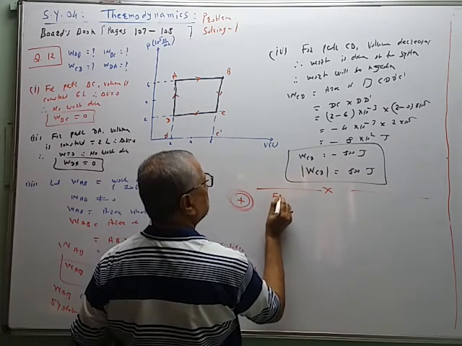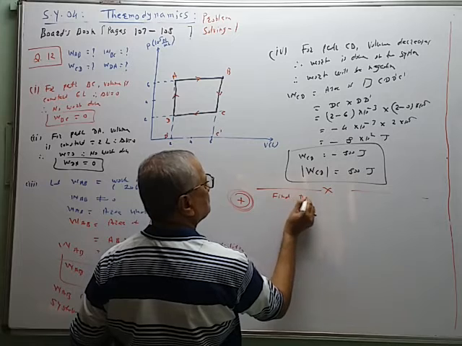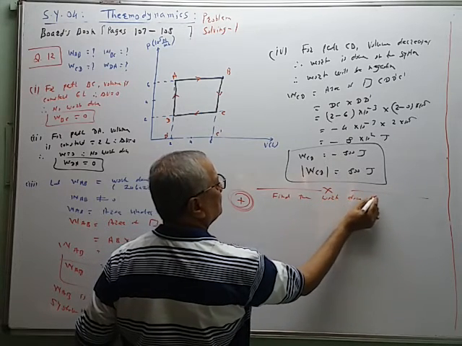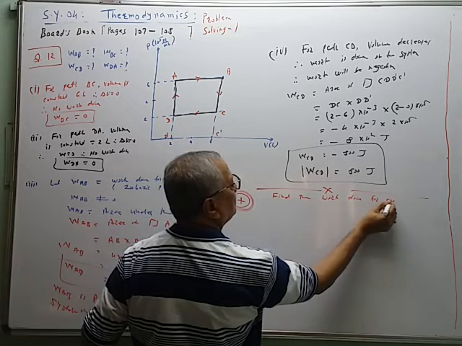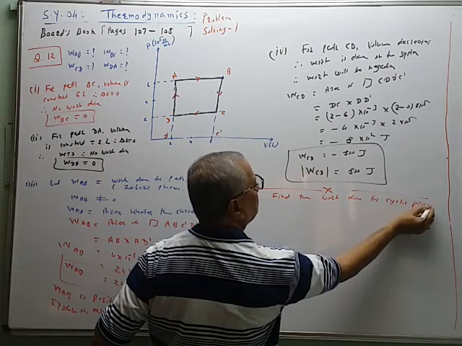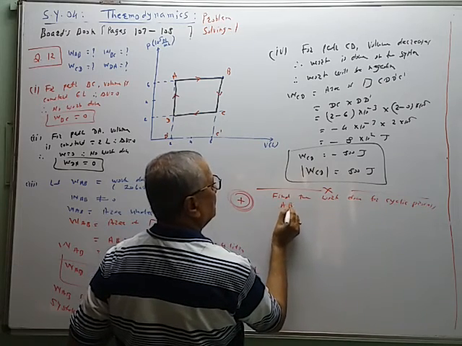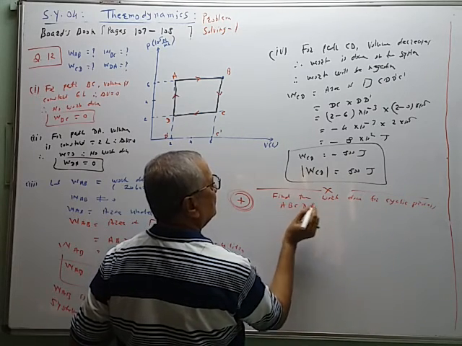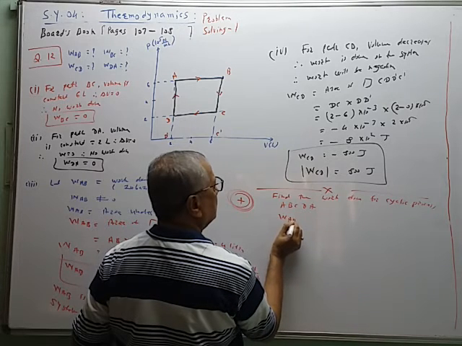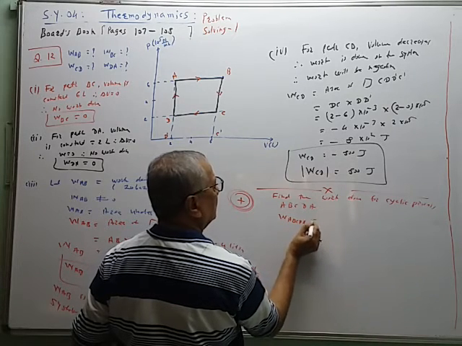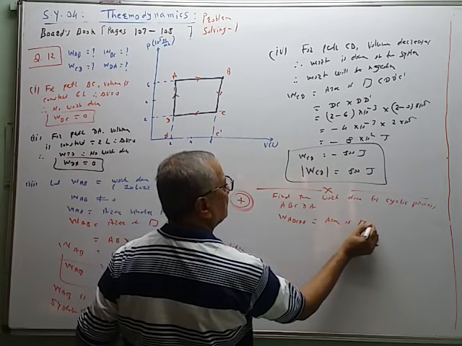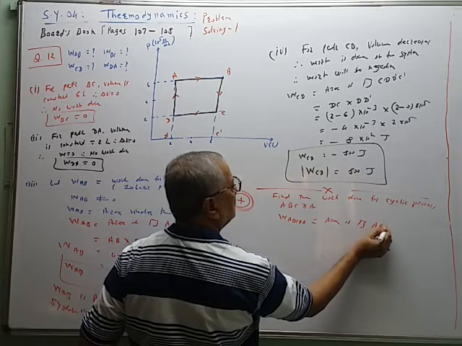Find the work done for the cyclic process A, B, C, D, A. So work A, B, C, D, A is equal to the area of the parallelogram A, B, C, D.